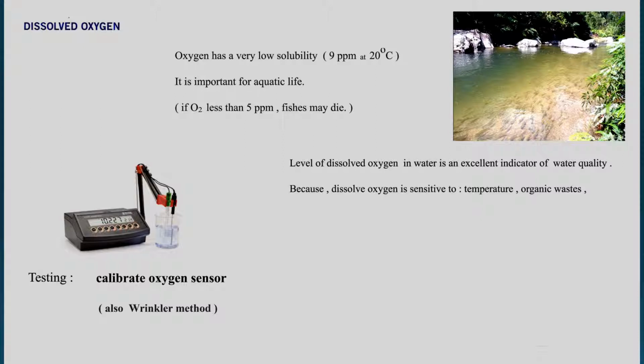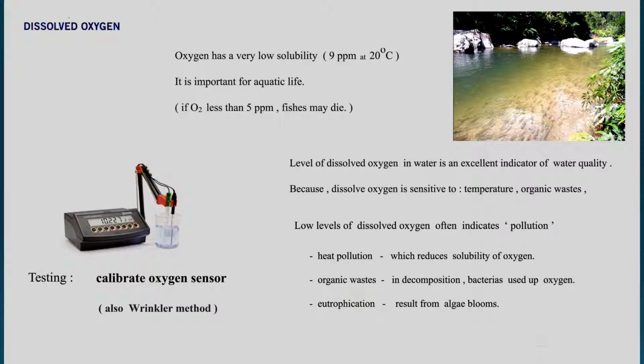The level of dissolved oxygen is a good indicator of water quality. High dissolved oxygen indicates good water. Low dissolved oxygen means bad water. Simple as that, because dissolved oxygen is very sensitive to temperature, organic waste, and other pollution. If dissolved oxygen is low, it always indicates pollution.